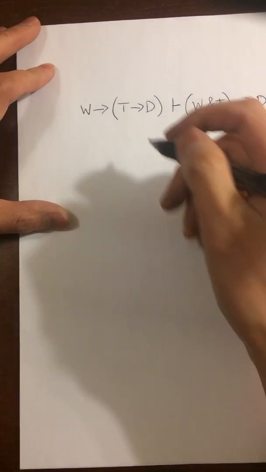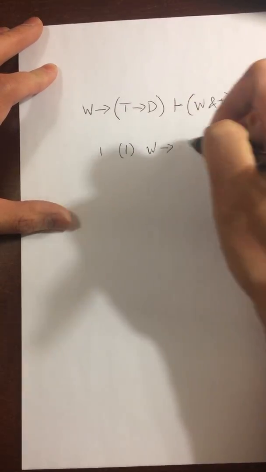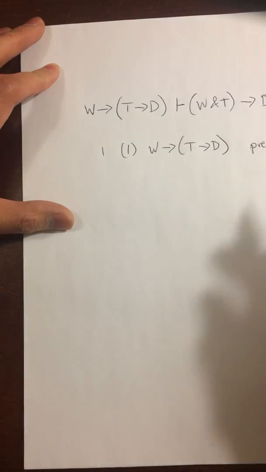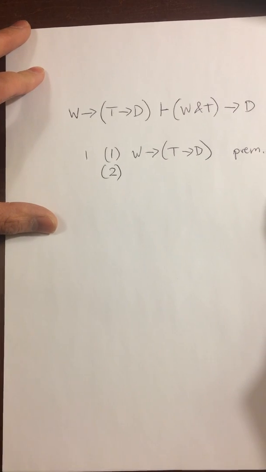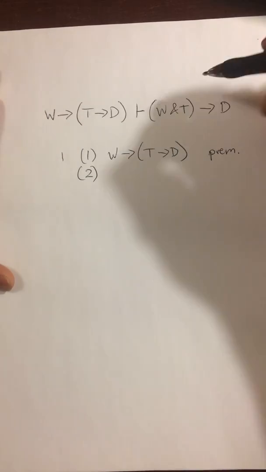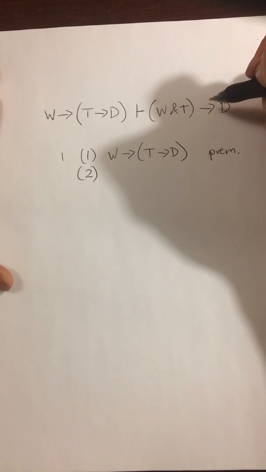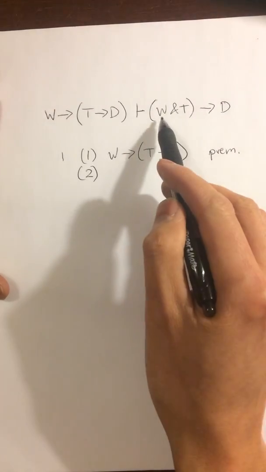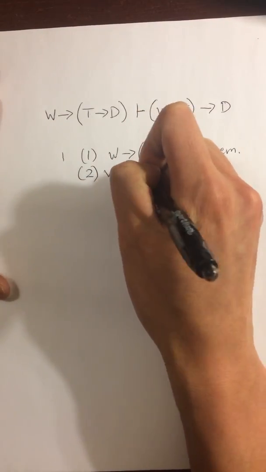So to set up, we go from our premises. We have one, which is W arrow T arrow D. So we list that as premise, right? Then our second step will be to look at our conclusion. So here we need to make a conditional. To use the rule of arrow introduction, we have to assume the antecedent to the arrow. So the antecedent is W and T. So we'll assume that, W and T.